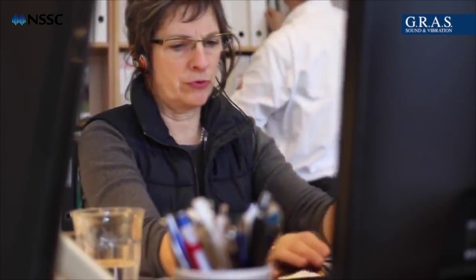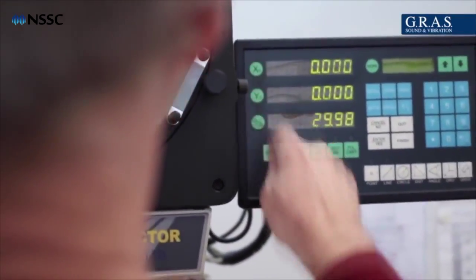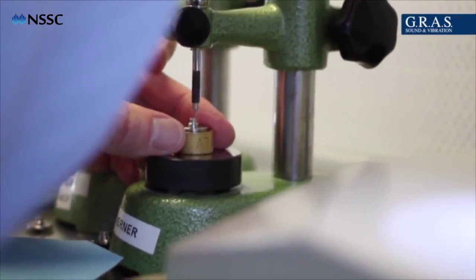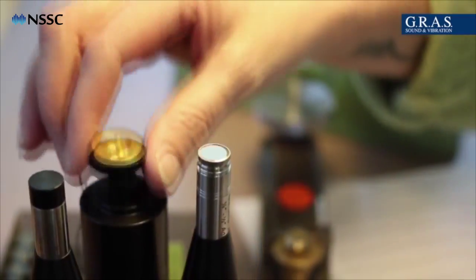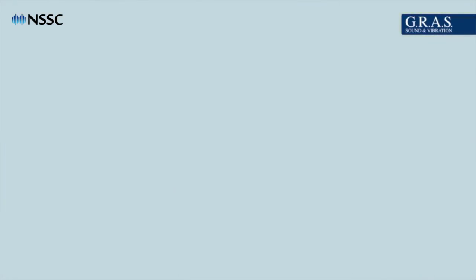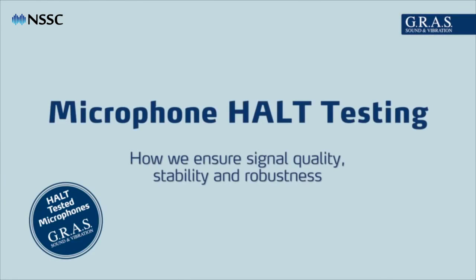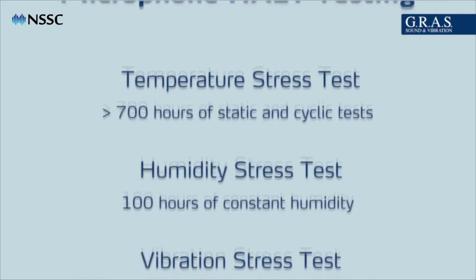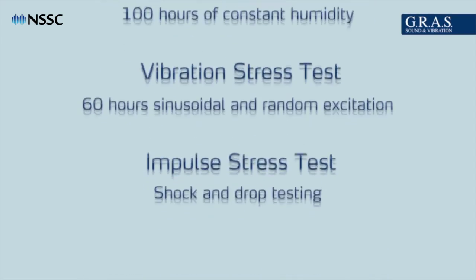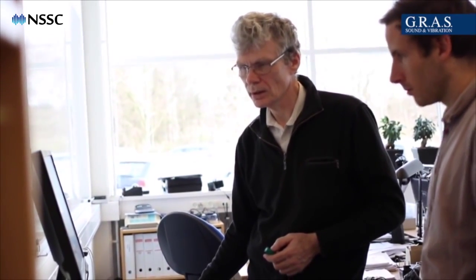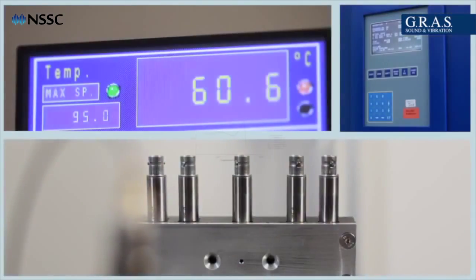At G.R.A.S, we know that to trust your measurement results, signal quality, stability and robustness are essential. And because we also know how you handle and use the microphones in your daily work, we design and build them to perform under real-life conditions and beyond. When our R&D team develops a measurement microphone, it must undergo the most demanding tests to prove that it deserves to bear the G.R.A.S name. Using a series of highly accelerated life tests, we ensure that our microphones live up to the high quality and precision that our customers have come to expect and trust.